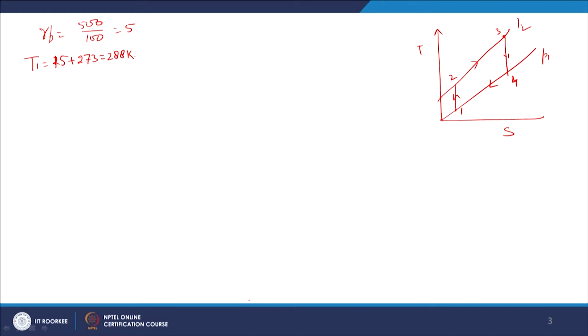right. Now, we will find the value of T2. T2 is going to be equal to T1 RP raised to power gamma minus 1 over gamma. T1 is 288, RP is 5, gamma minus 1, it is 1.4 minus 1 divided by 1.4. So, if we solve this, we are going to get the value of T2 as 456.3 Kelvin. This is the temperature of gases at state 2.